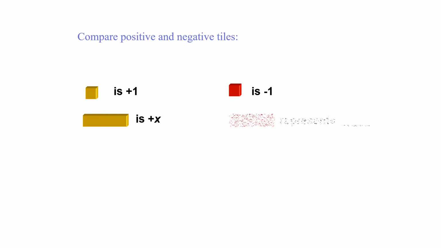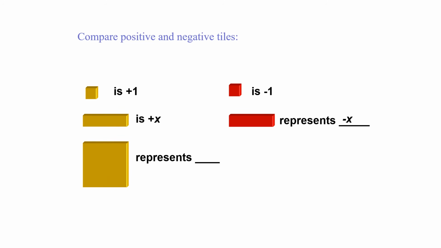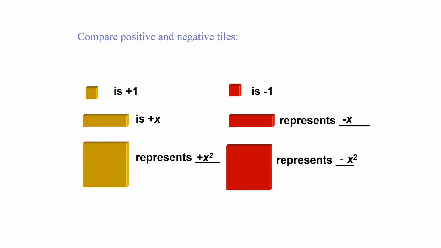So let's compare the positive and negative tiles. That's a 1. So a -1 is the same thing but red. So if this is x, then what do you think a -x would look like? It would look just like that. And if we have a large square, remember what that is? That is x squared. So the red version of that would just be -x squared.